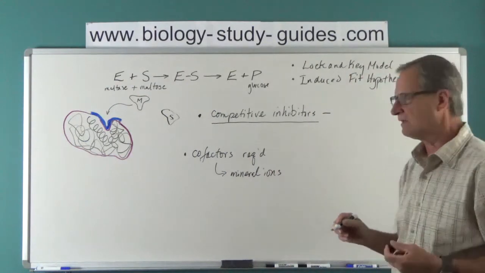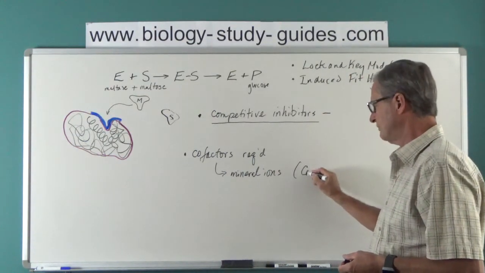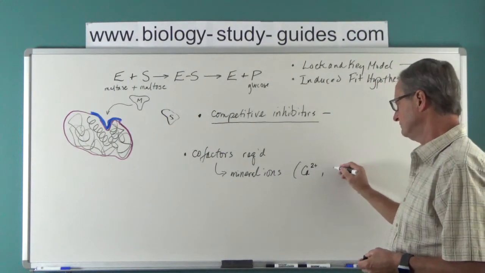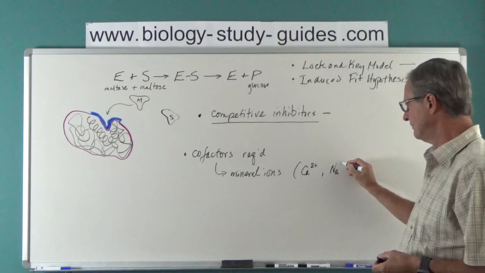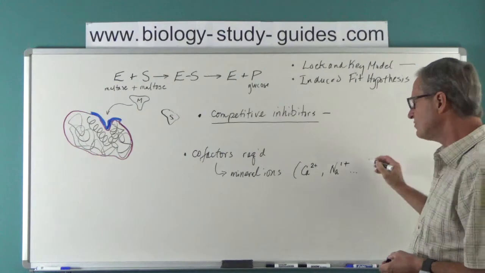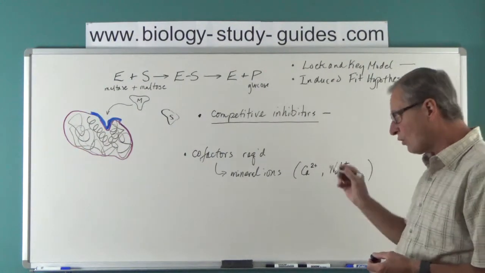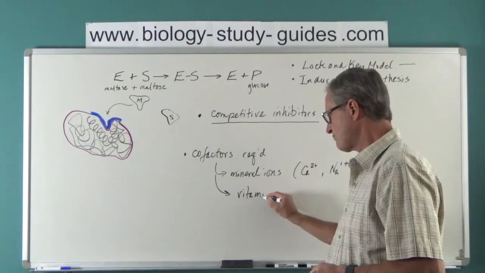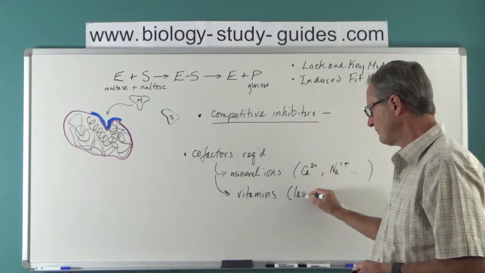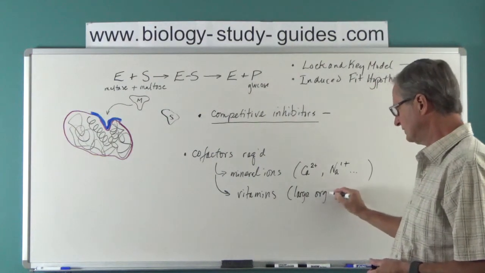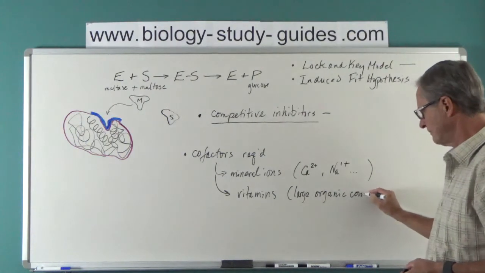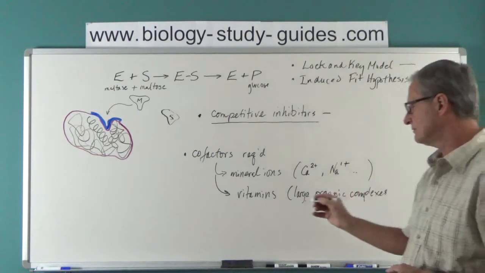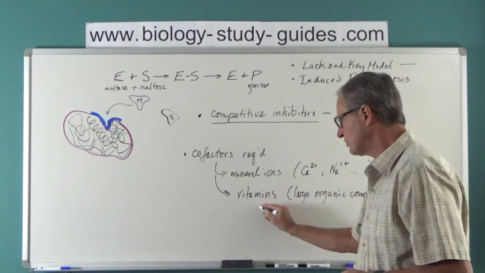So we have things like calcium, which is required in our bodies, right? We have things like sodium, which is required in our bodies, and things like that. These are all minerals. Or you could have what we call vitamins. Now, vitamins are large organic complexes. They're also called coenzymes.